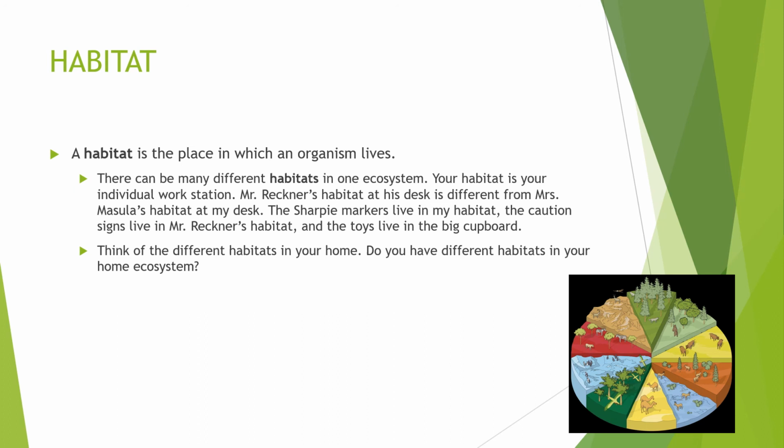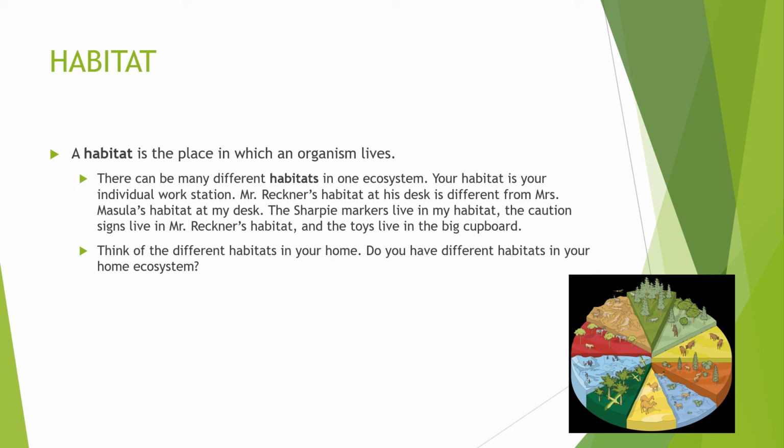And then we have habitat. A habitat is the place where that organism lives. So that means that in one ecosystem, we can have a lot of different habitats because we have a lot of different populations, and each population needs somewhere else to be. So for example, the population of students in Classroom 6, their habitat is at their desks, whereas the markers and the toys, those belong in the cabinet. The cabinet is their habitat.